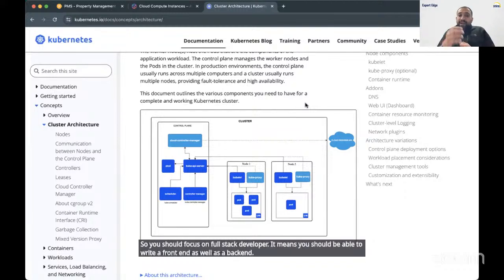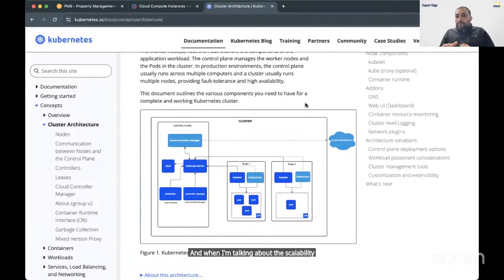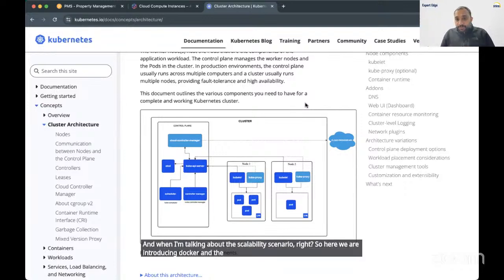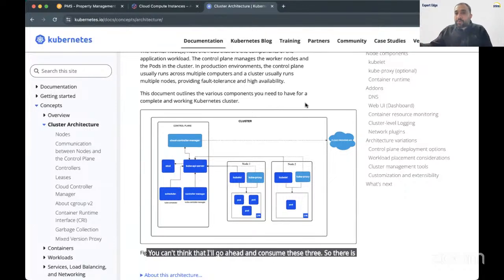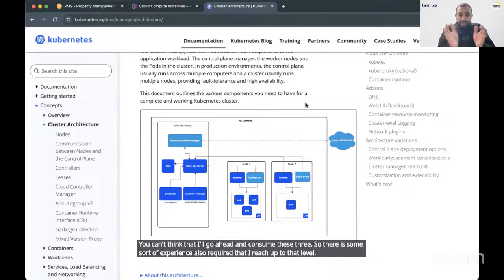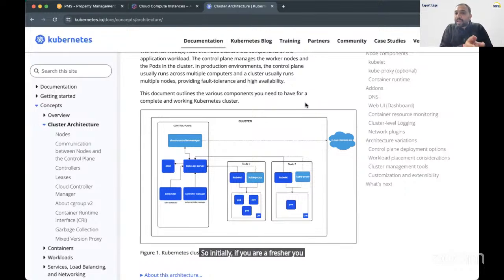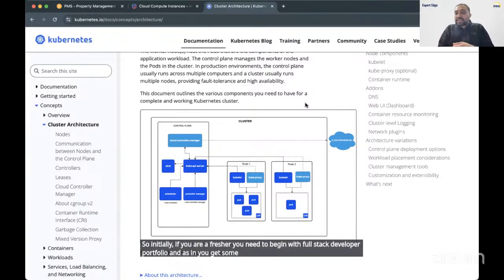And when I'm talking about the scalability scenario, right? So here we are introducing Docker and the concept of Kubernetes into the picture. So this is pretty much also related to a field called DevOps. So in the industry, you have these small steps to move ahead. You can't think that I'll go ahead and consume these three. So there is some sort of experience also required that I reach up to that level. So initially, if you are a fresher, you need to begin with full stack developer portfolio. And as you get some hands-on experience, maybe a year or two, then you move ahead with Kubernetes, right? So this is a step-by-step approach.